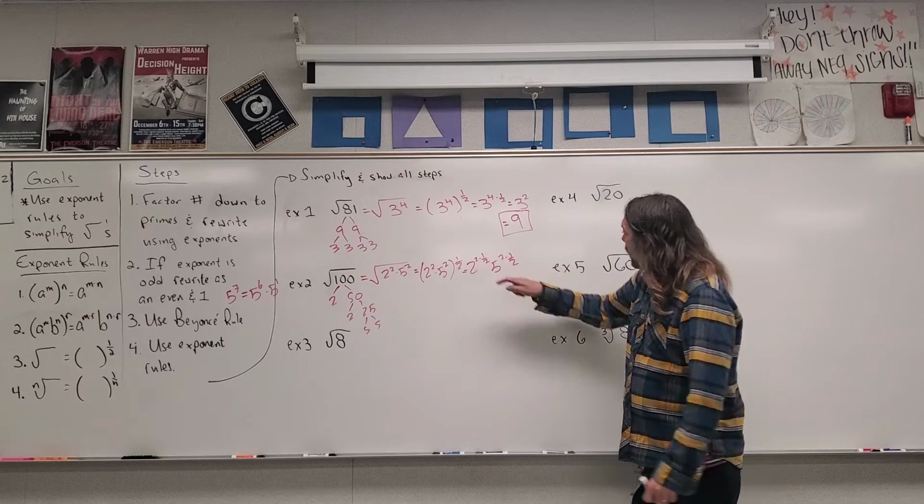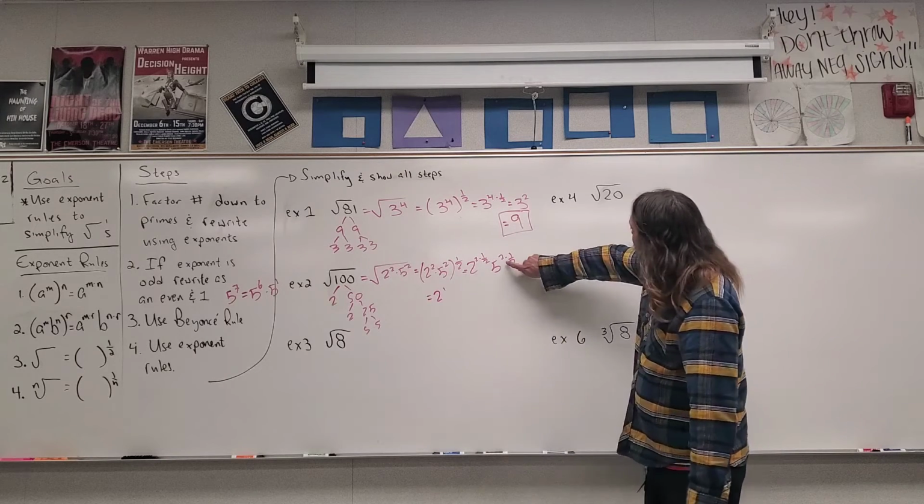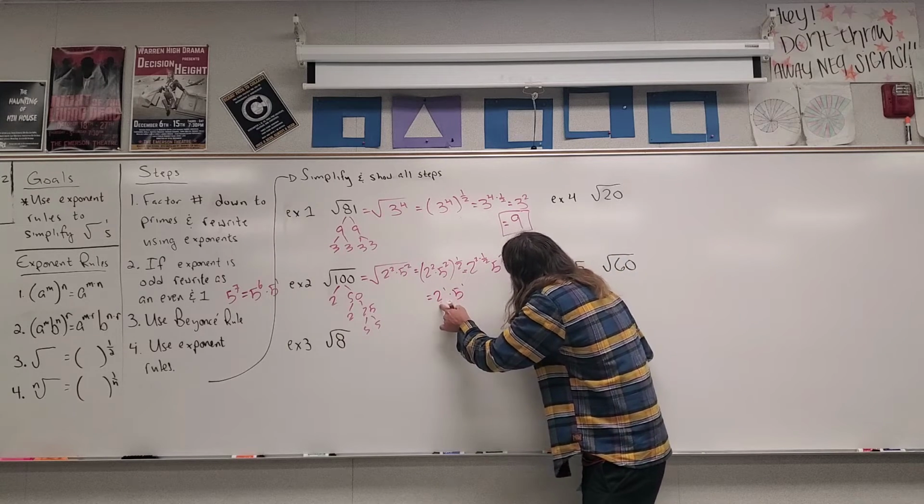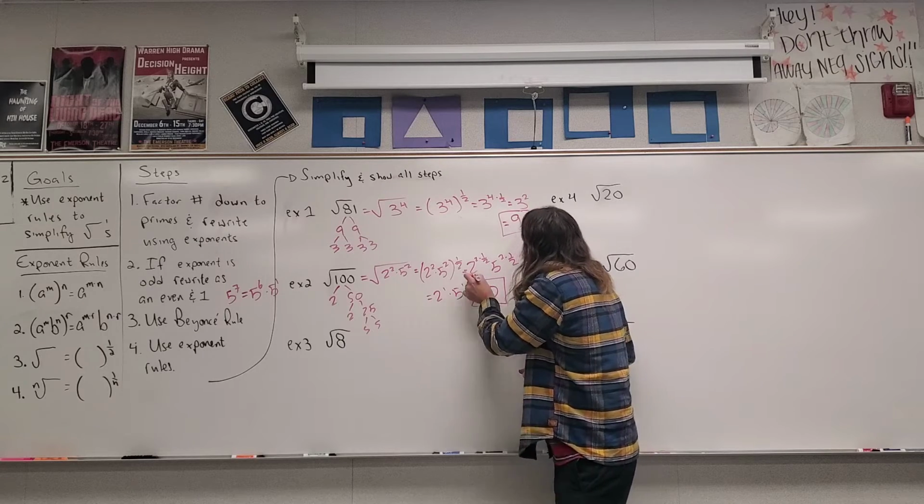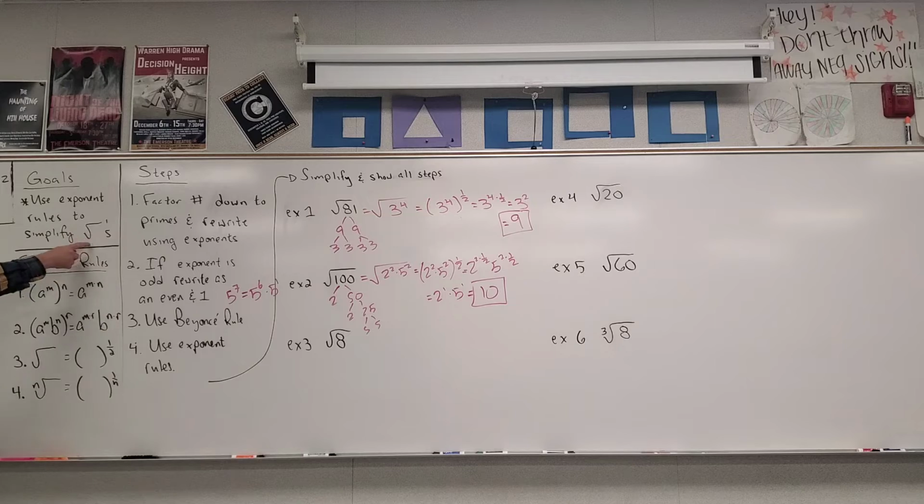Half of 2 is 1, so we get 2 to the power 1. Half of 2 is 1, so we get 5 to the power 1. And 2 times 5 gets us to 10. And again, this is how we would use exponent rules to simplify radicals.